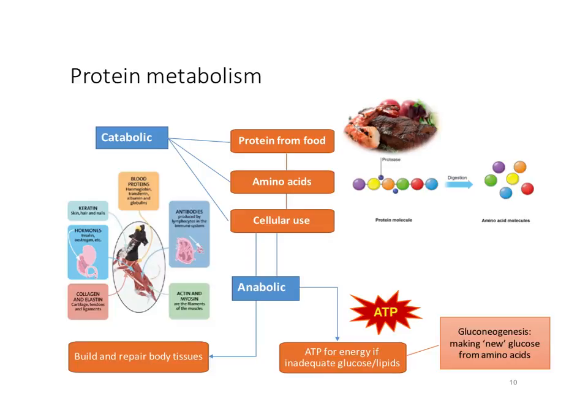Protein metabolism differs slightly in that proteins can't be stored by the body. Protein from food is broken down into peptide chains and then into individual amino acids, which can be used for cellular use, if required, to build and repair body tissues. Protein can also be used for ATP if inadequate glucose or lipids are available. However, any remaining protein which is not needed for immediate use has to be excreted from the body as it can't be stored.